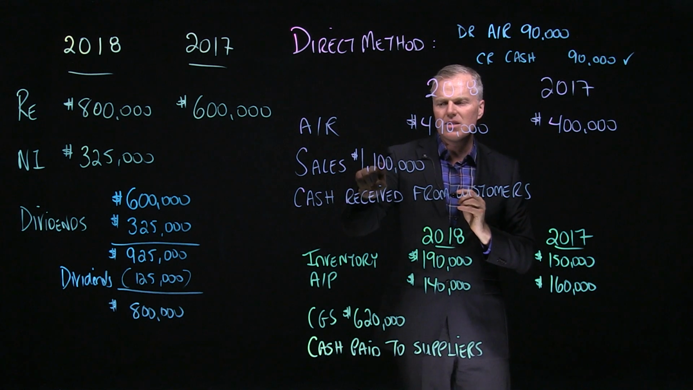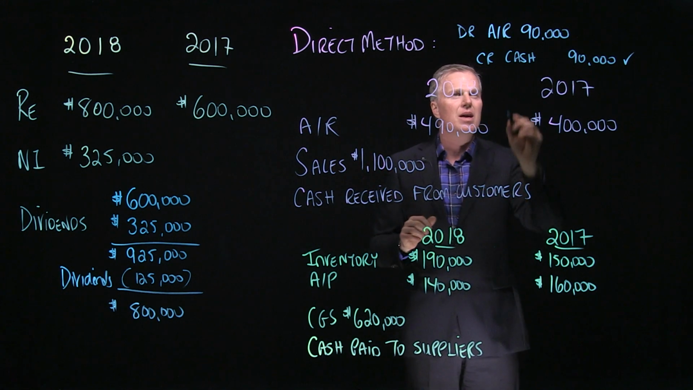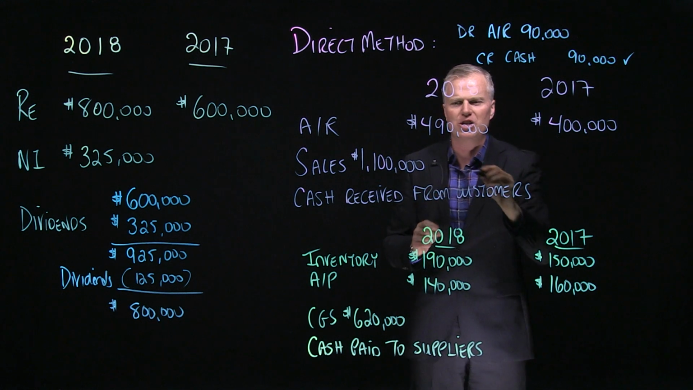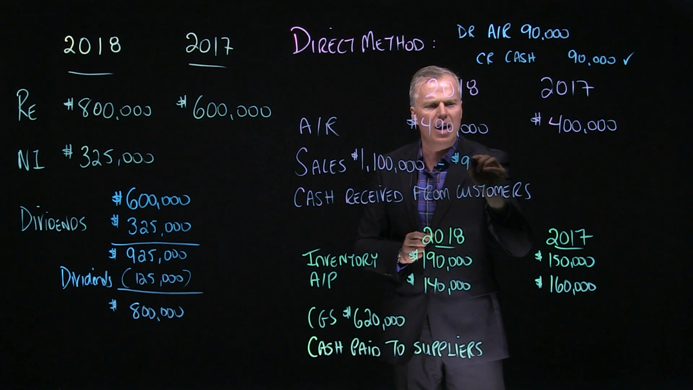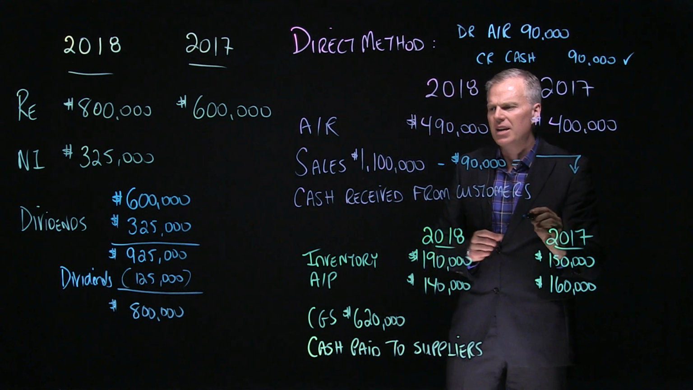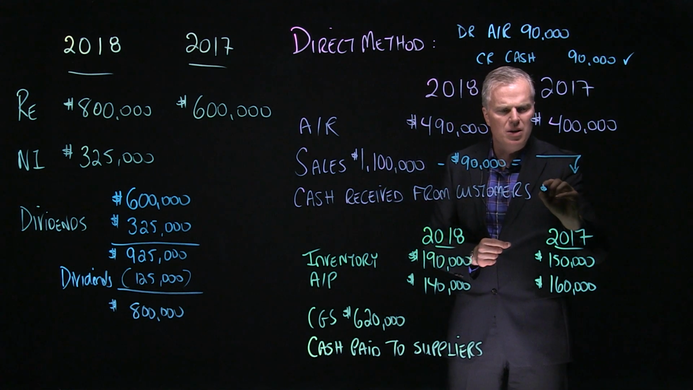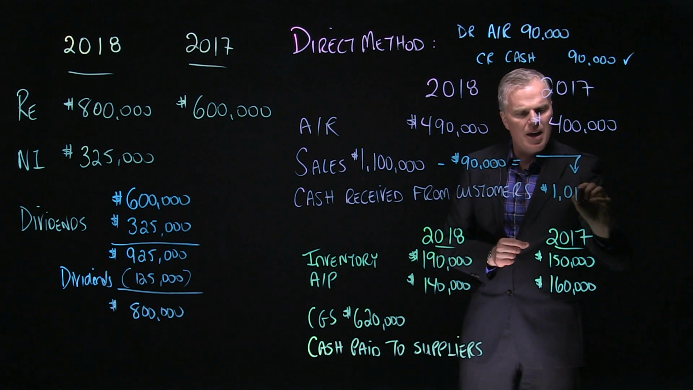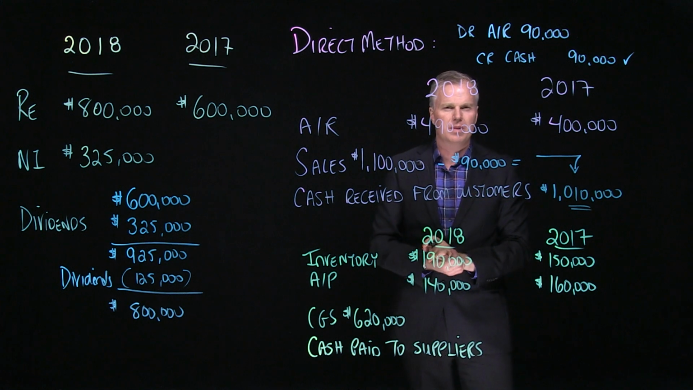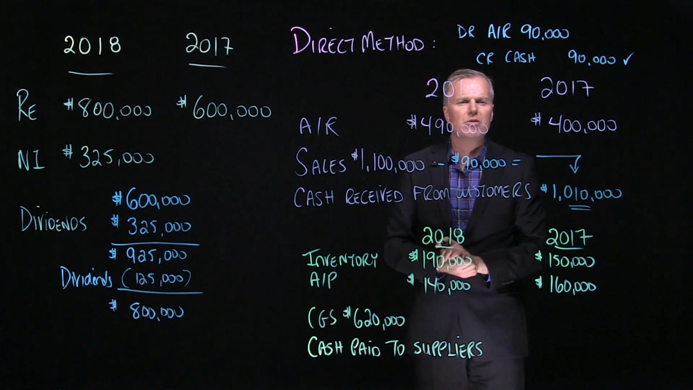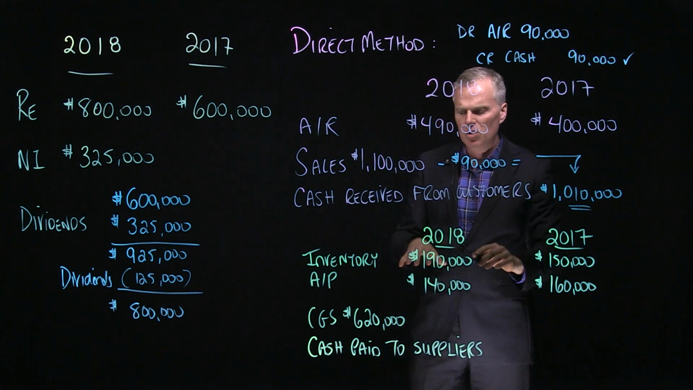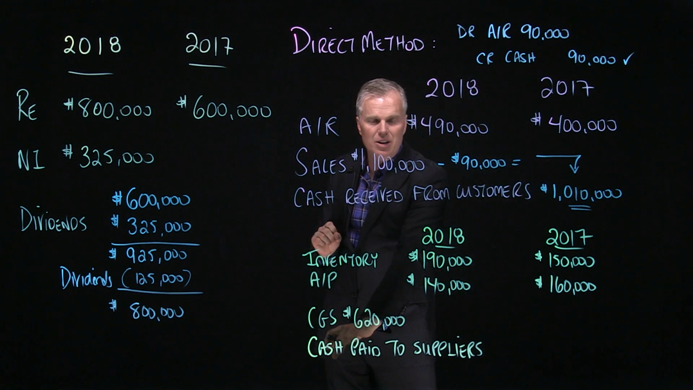So if my sales are 1.1 million, and this change we know is a reduction, credit cash, of 90,000, we then know that cash received from customers is equal to $1,010,000. That is our calculation. That's how we do it. And again, remember, the journal entries help tremendously. Let's move on to now the next calculation.